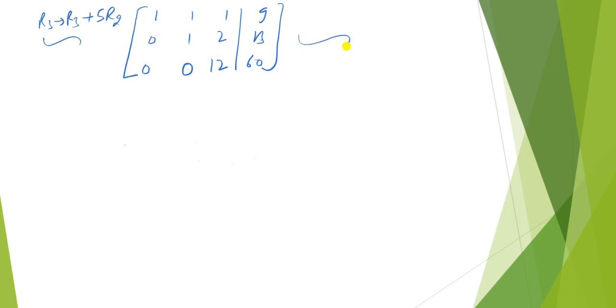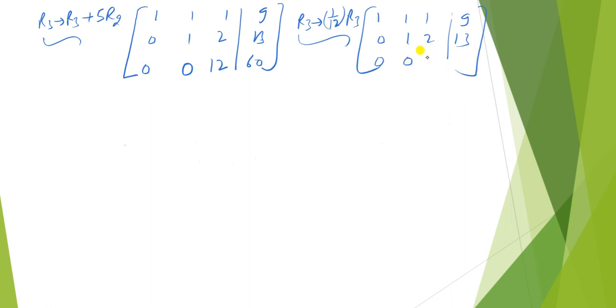So here perform the row elementary operation R3 is 1 upon 12 times R3. So it will change only the third row. So write the first two rows as such: 1 1 1 9, 0 1 2 13, 0 0 12 divided by 12 is 1, 60 divided by 12 is 5.